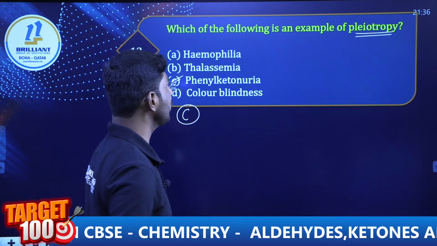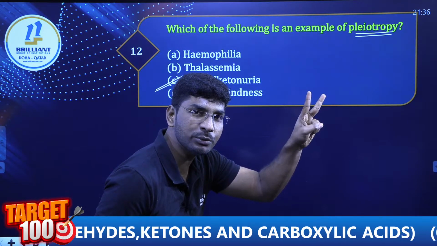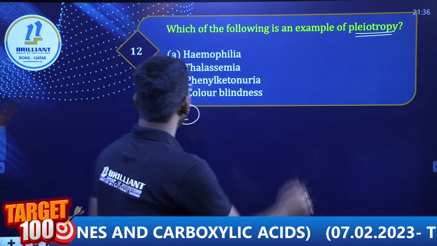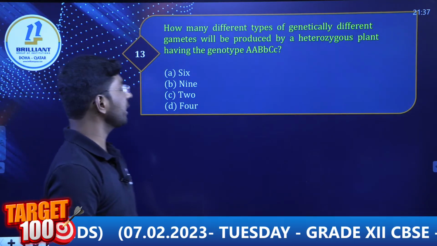Phenylketonuria. Out of the 4 options, 2 are sex linked. Can you guess what they are? Color blindness and also hemophilia. These 2 are sex linked. Next question. Question number 13.